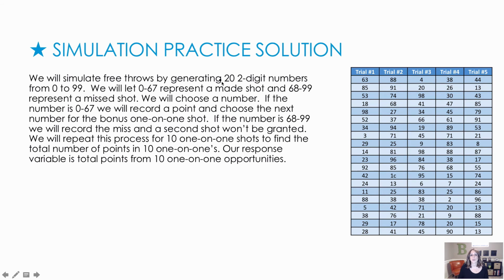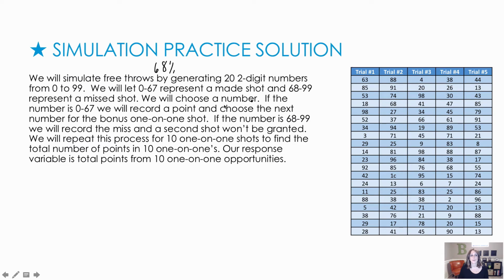We are going to simulate free throws by generating 20 two-digit numbers from 0 to 99, which I've already done for you. We will let 0 to 67 represent a made shot. Remember, because he's a 68% free throw shooter, and I'm using 0 as one of my numbers. So notice 0 is a possibility over here. I don't think I actually got a 0, but it was a possibility when I generated these numbers. If you're generating your own numbers, I could have started at 1 and gone to 100. The reason I use this is because this would also work on a random number table. So 0 to 67 represents a made shot, 68 to 99 represents a missed shot.